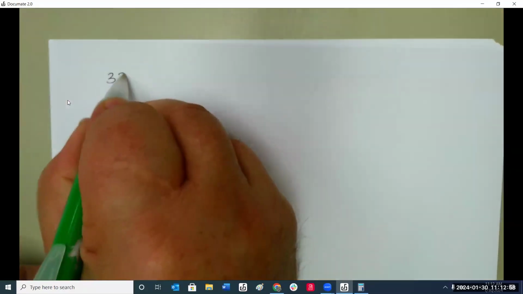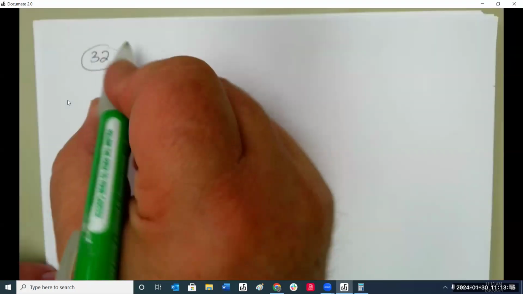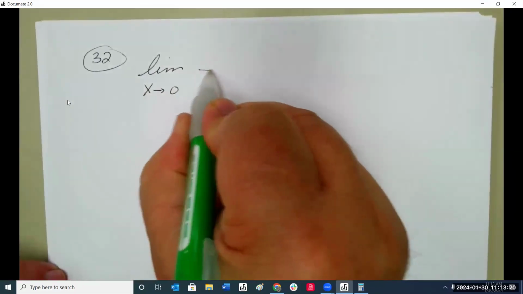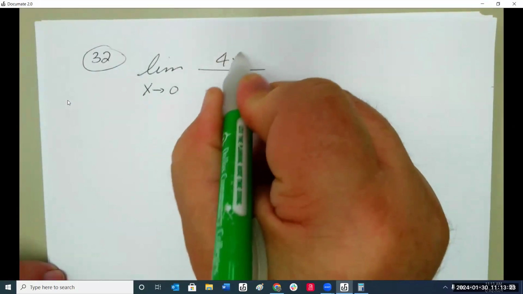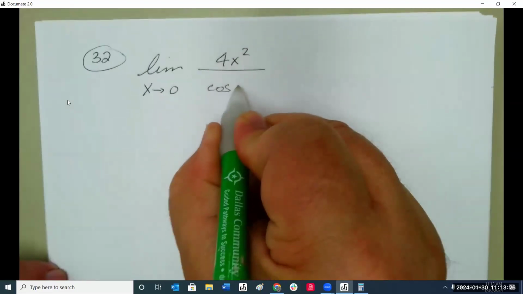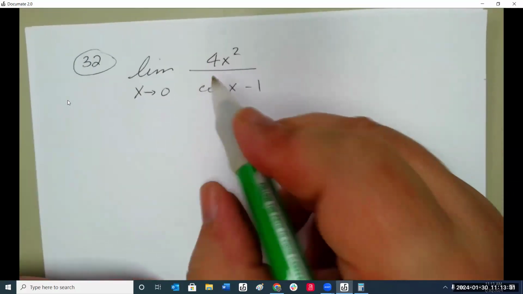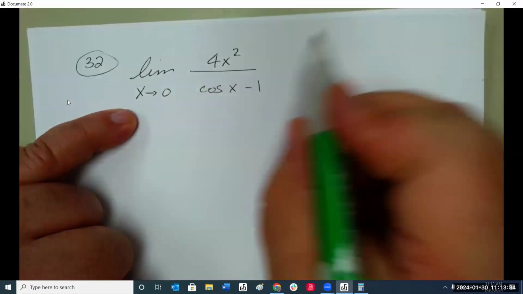Okay, 32. And we're not even on the last page. Yeah, it still wants 4 more or 6. On number 32, it says use L'Hopital's rule for this one. If we plug in 0, we get 0/0.